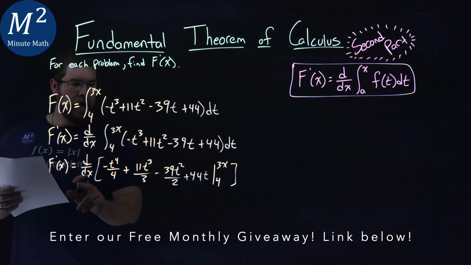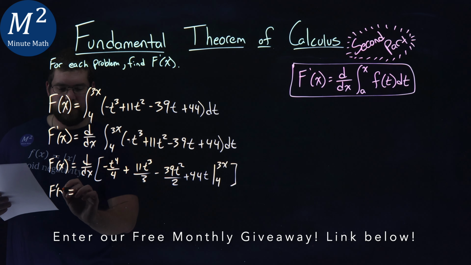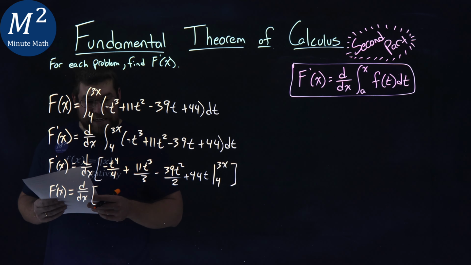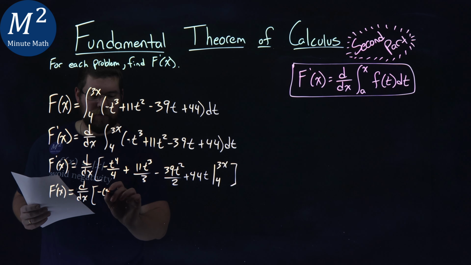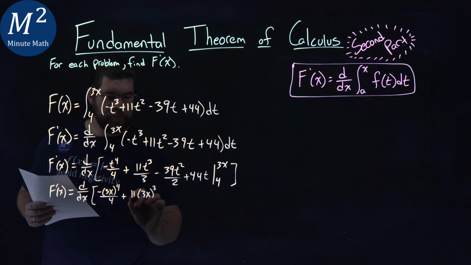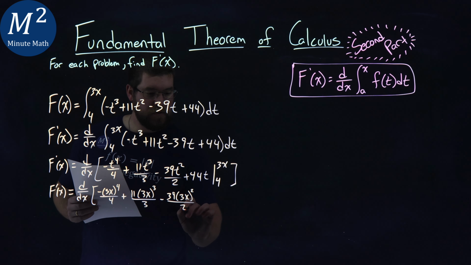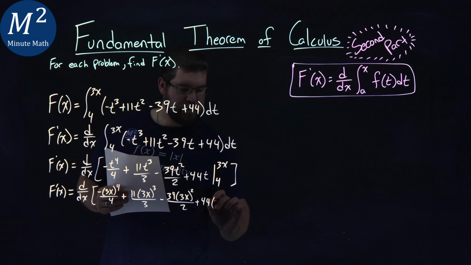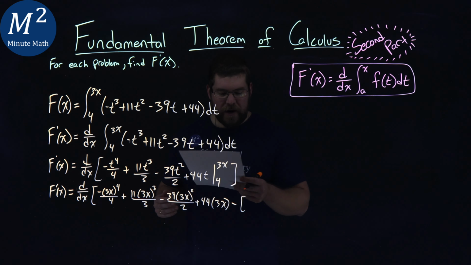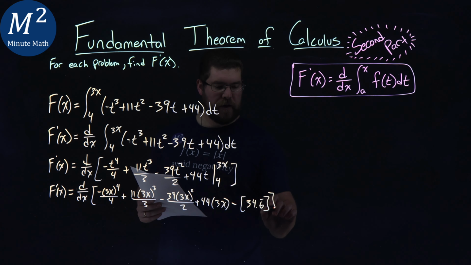Let's do that. So now what we want to do is plug in 3x and 4 into my function here. So f prime of x here, still, is equal to d over dx. And we're going to plug in 3x first for t. So all of our t values we're putting 3x in. So negative 3x to the fourth over 4 plus 11 times 3x to the third over 3 minus 39 times 3x, again for t, squared, over 2 plus 44 times 3x. We subtract that by when we plug 4 into this whole thing, and I've done that for you, and it's 34.6 repeating, but it really doesn't matter because it will cancel out at the end.